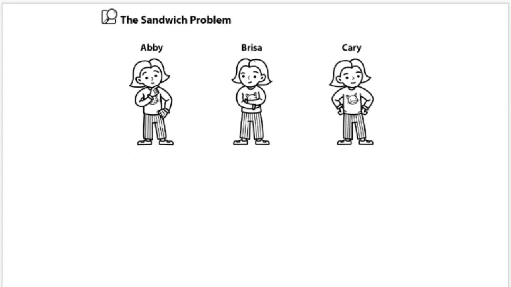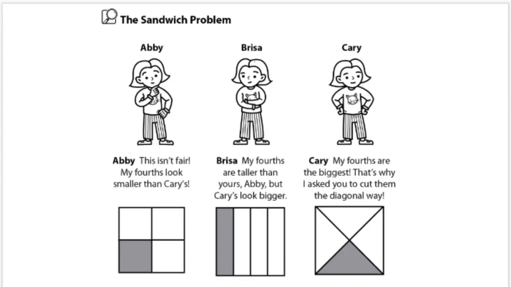Why do you think the girls are so upset? Let's find out. Abby says, "This isn't fair. My forests look smaller than Carrie's." Brissa says, "My forests are taller than yours, Abby, but Carrie's look bigger." Carrie says, "My forests are the biggest. That's why I asked you to cut them the diagonal way."